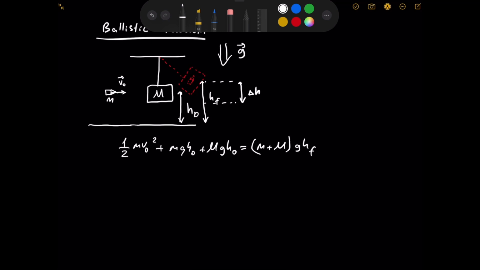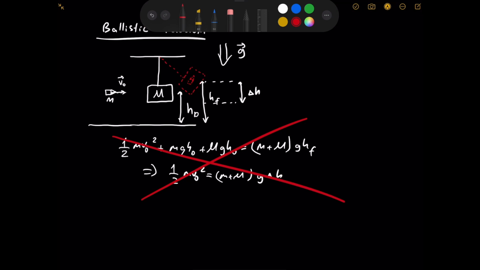And you can see that this is going to be 1 over 2 m v squared equaling m plus M times g delta h, right? And then we can easily solve for v squared. This is false. This doesn't work. Why doesn't it work? You might be asking, like, energy is conserved, right? And no, it is not conserved.